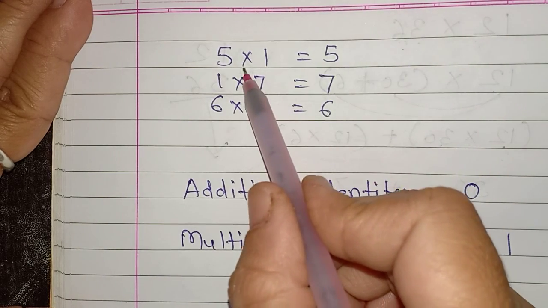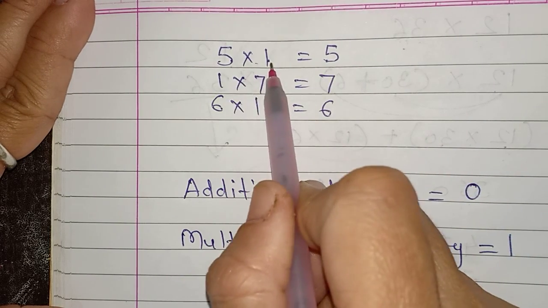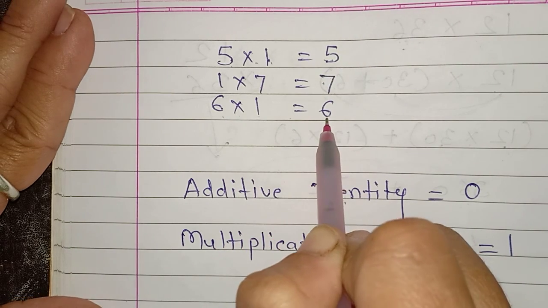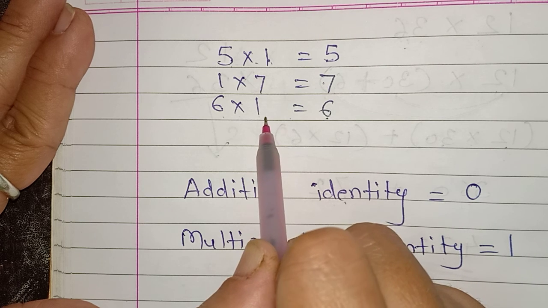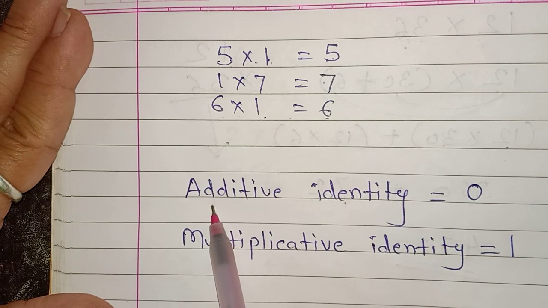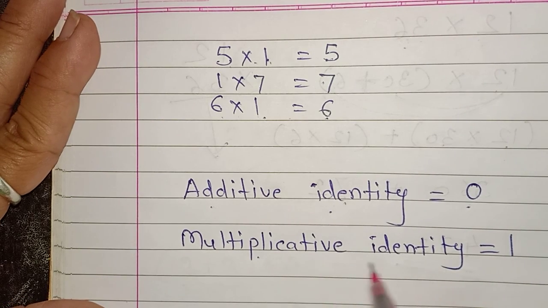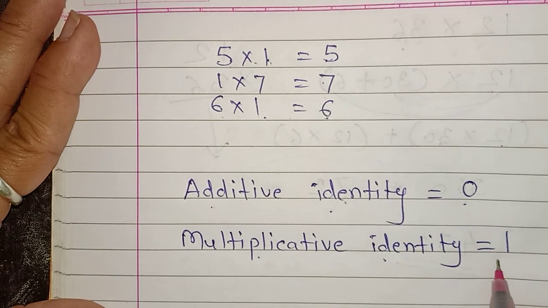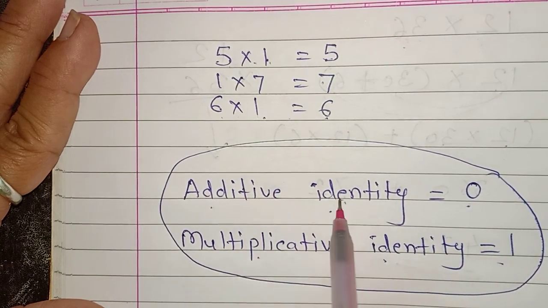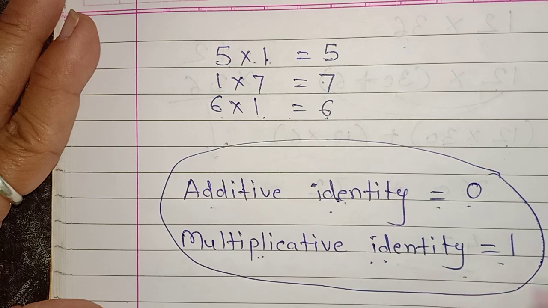Now whenever we multiply any whole number by 1, the answer is again itself, like 5 into 1 is 5, 1 into 7 is 7, 6 into 1 is equal to 6. So 1 is the multiplicative identity for whole numbers. So just now we have seen that the additive identity of whole numbers is 0 and the multiplicative identity of whole numbers is 1. Just remember these 2 points very clearly.